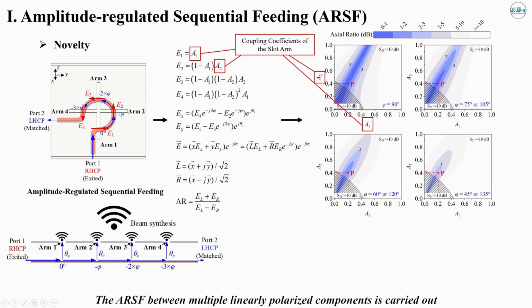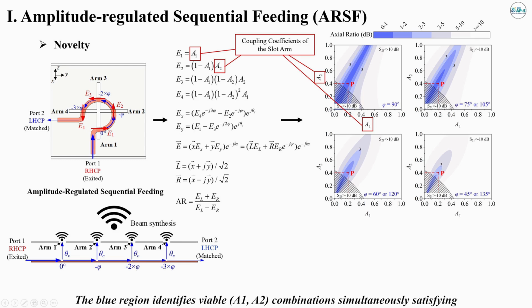The ARSF between multiple linearly polarized components is carried out by adjusting the dimension of each slot arm in a traveling wave feeding network to modify the corresponding coupling coefficient A. The axial ratio, expressed as a function of A and the phase gradient phi, is optimized under the constraint S21 below minus 10 decibels to maintain efficiency.